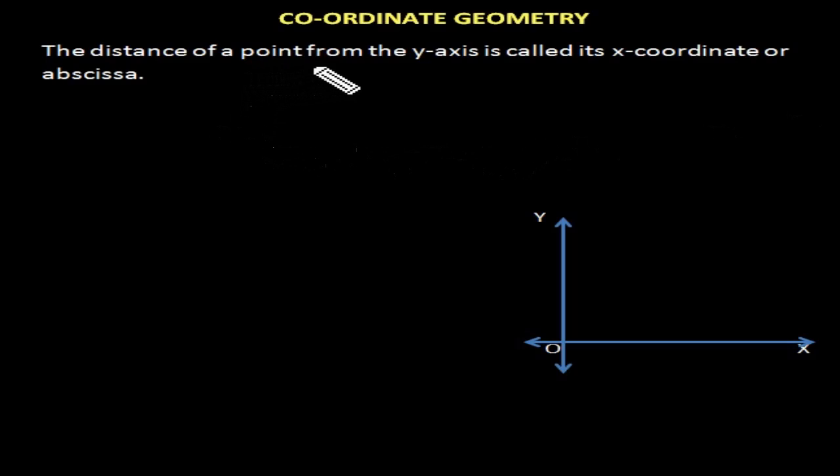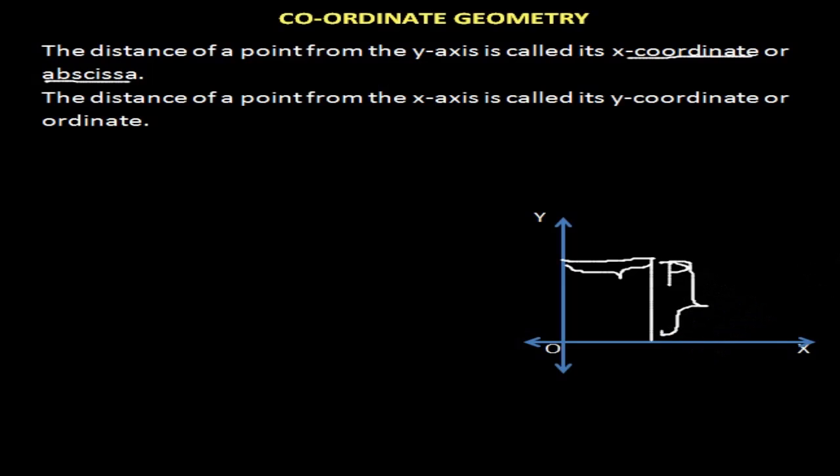The distance of a point from the y-axis is called its x-coordinate or abscissa. That is, if we have a point P here, the distance of this point P from this y-axis is called the x-coordinate. The other name of x-coordinate is abscissa. Similarly, the distance of the point P from the x-axis is called the y-coordinate. The other name is ordinate.